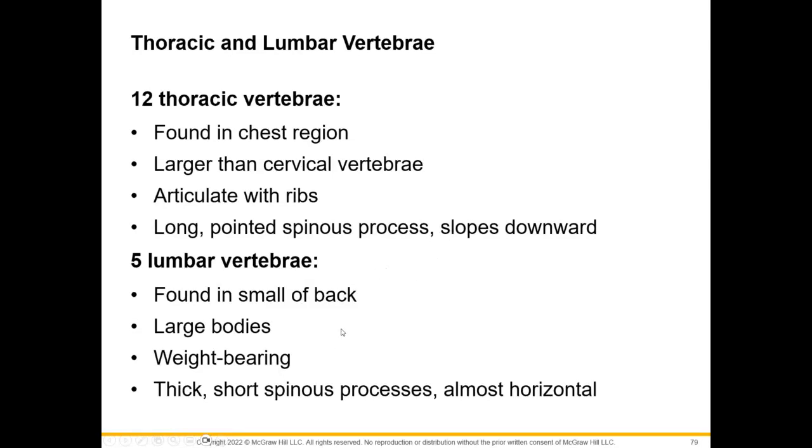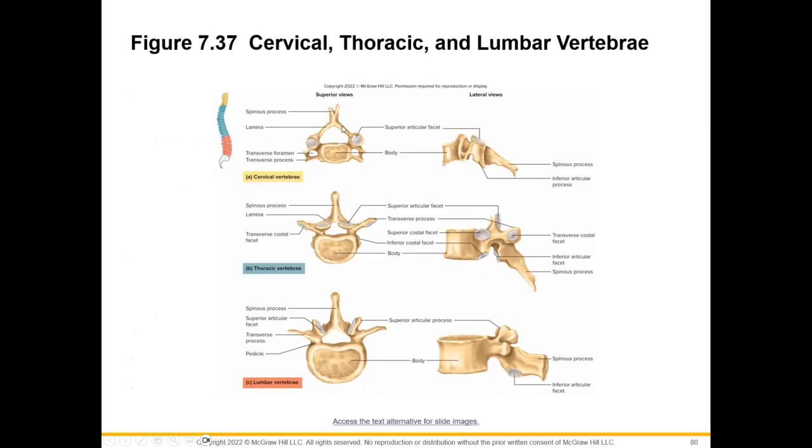The 5 lumbar vertebrae are found in the small of the back. They have very large bodies because they bear most of your weight, and they have thick, short spinous processes that are almost horizontal. And this shows the difference in those different vertebrae. As you can see, they get larger as you move downward. Also, the spinous processes are more downward in the thoracic vertebrae. And again, larger or thickened bodies, as well as spinous processes, in the lumbar.